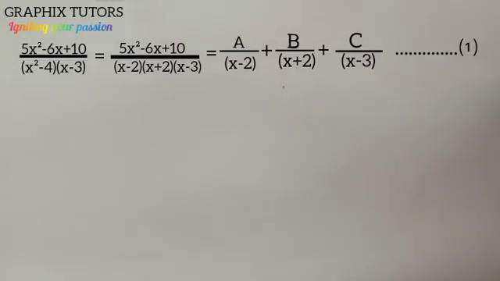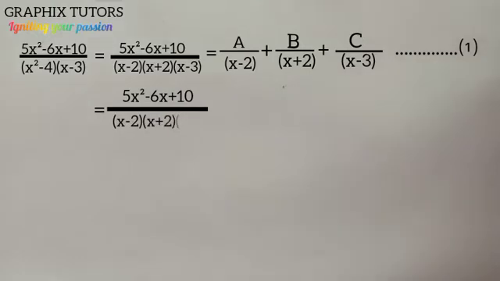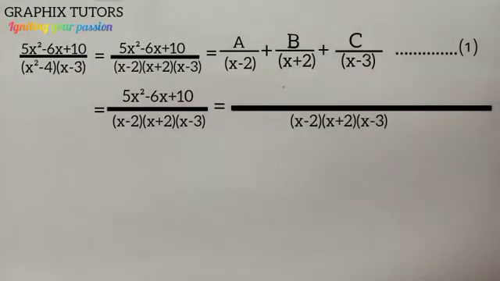Now if you look at this, we're having fractions here. We need to look for the LCM. So we're going to write it out again: 5x squared minus 6x plus 10 all divided by x minus 2 in bracket multiplied by x plus 2 in bracket multiplied by x minus 3 in bracket equals, now you look for the LCM. The LCM of x minus 2, x plus 2, and x minus 3 is x minus 2, x plus 2, and x minus 3. This is the LCM there.